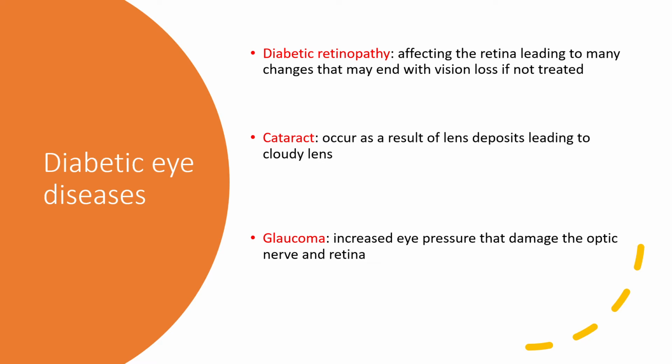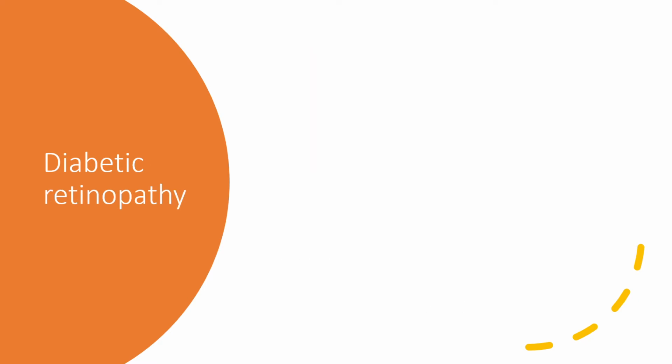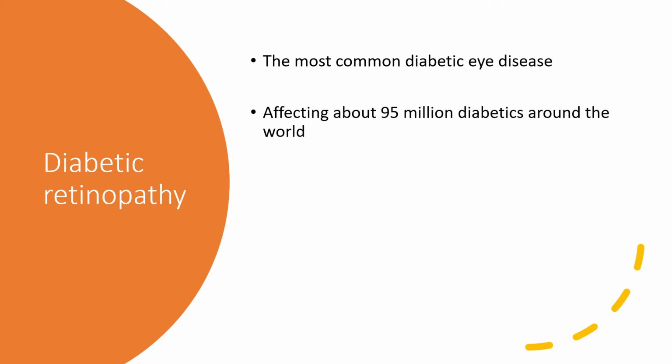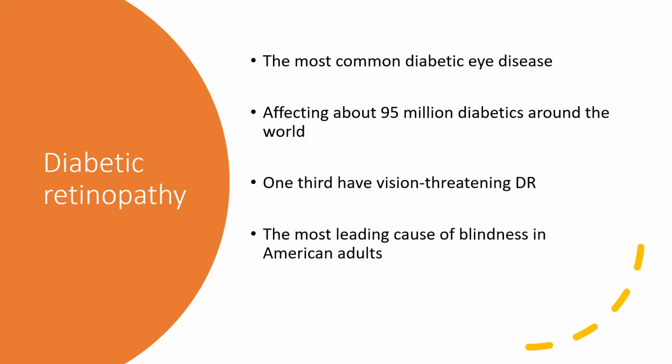In this video, we are going to concentrate more on diabetic retinopathy. Diabetic retinopathy is the most common diabetic eye disease, as we discussed previously. About 95 million diabetics around the world are affected with diabetic retinopathy. A part of them are threatened with severe forms of diabetic retinopathy that could lead to vision loss. Diabetic retinopathy is said to be the leading cause of blindness in American adults.